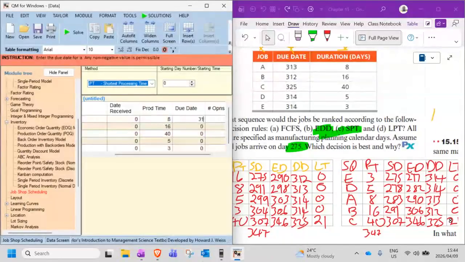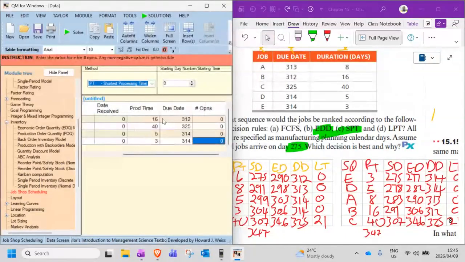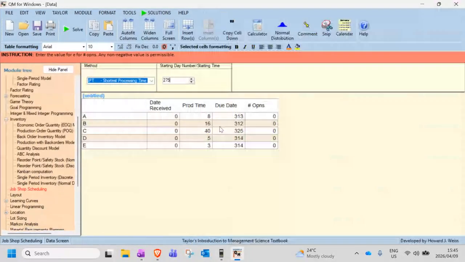313, 312, 325. We have 314. We have 314 again. Then the starting date we have 275. So you see, you give it the information you have. You don't waste time. You give it the information you have, then you click solve.